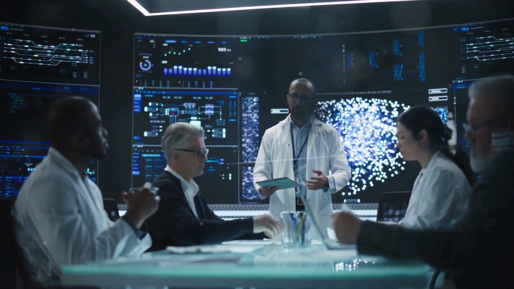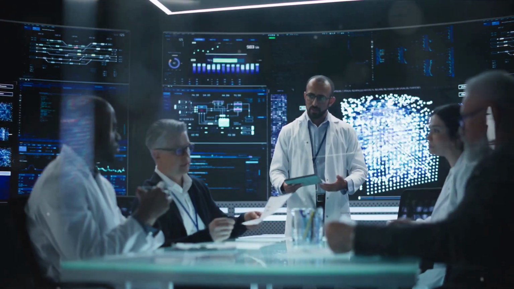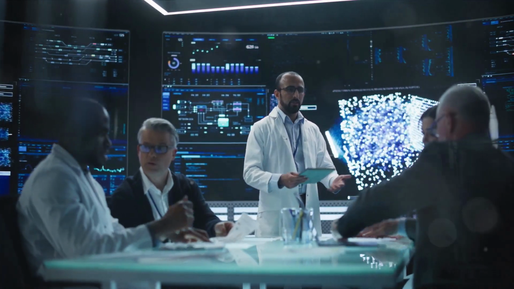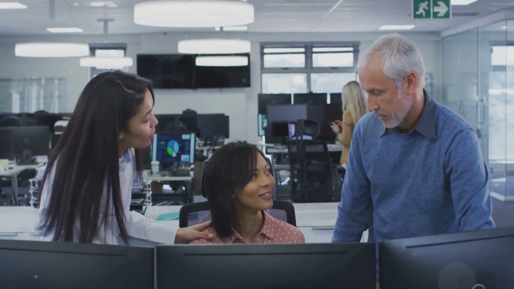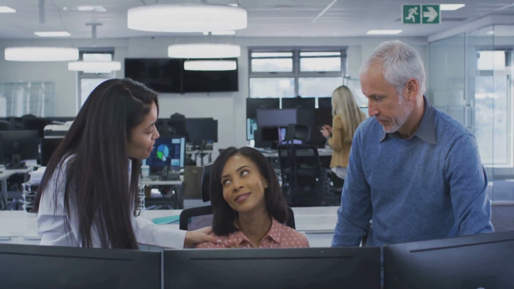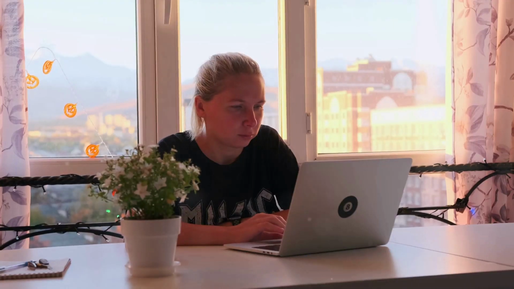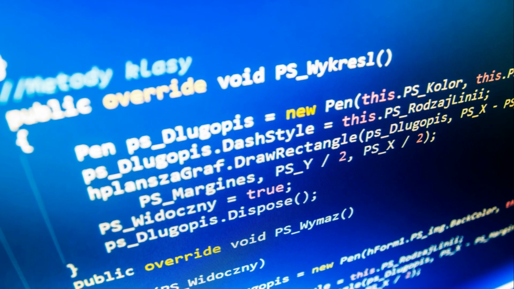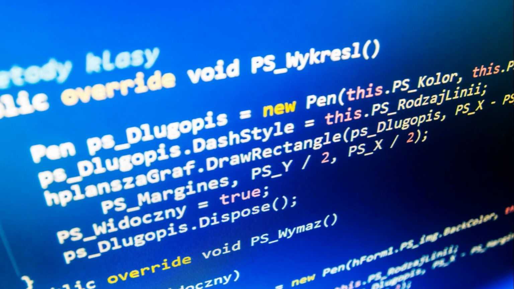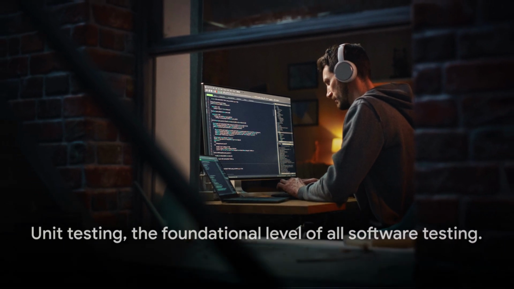Remember, the goal of unit testing is not to prove that your code is flawless, but rather to help you identify and fix problems as early as possible. It's about building confidence in your code and making sure it behaves as expected under a variety of conditions. In summary, unit testing is a vital process that helps ensure the reliability and quality of your code. It's the first line of defense against software bugs, making it an indispensable tool in every developer's arsenal. Unit testing, the foundational level of all software testing.